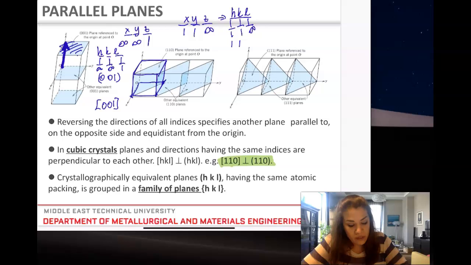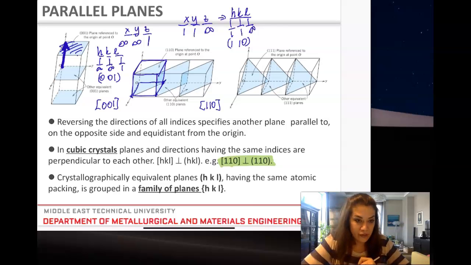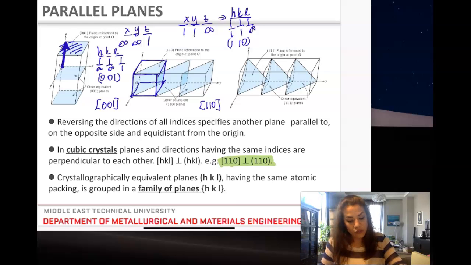So 1, 1, 0 is my plane. What about the 110 vector? If I was to draw the vector, what does this vector tell me in a 110? You have to go in the x direction 1 unit, in the y direction 1 unit, and it doesn't have a component in z. So let's do that. I'm going 1 unit here, and then 1 unit in this direction.